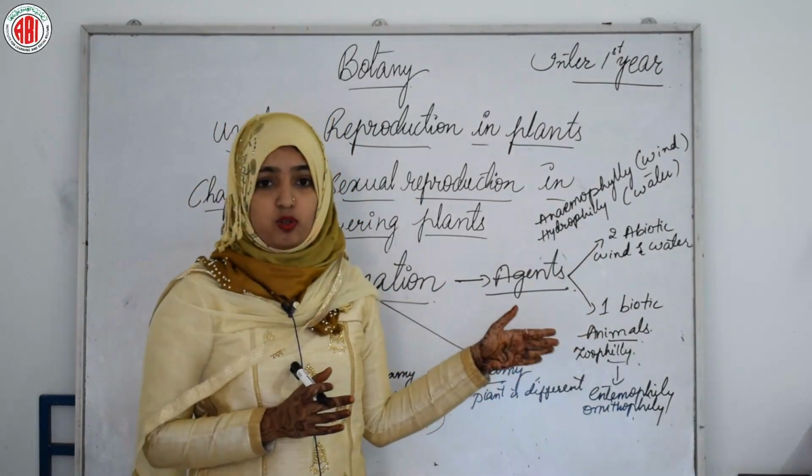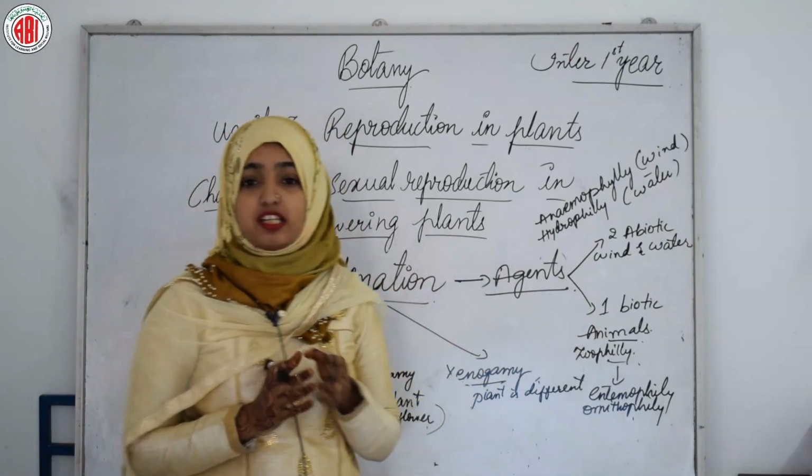So that was all about pollination and the different kinds of pollinating agents, that is biotic and abiotic. After that, let us move forward towards the pollen pistil interaction.